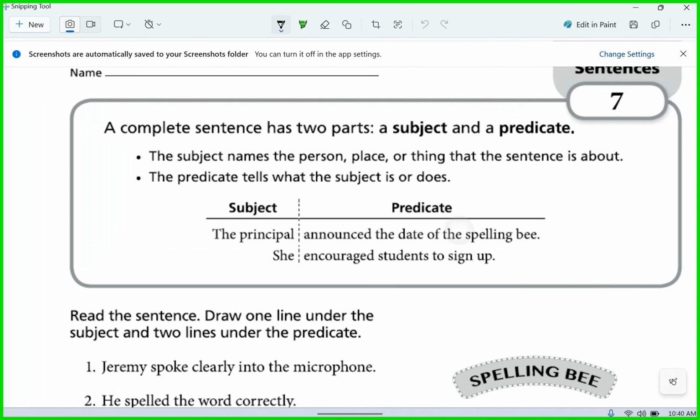All right, so look at these. Here are the subjects. The principal, that's the subject. What about the principal? What did he do? He announced the date of the spelling bee. She, that's the subject. What did she do? What are the verbs in that sentence? Announced and encouraged. And what do you notice where the verbs come? Right after the subject.